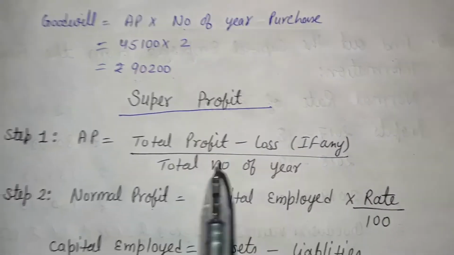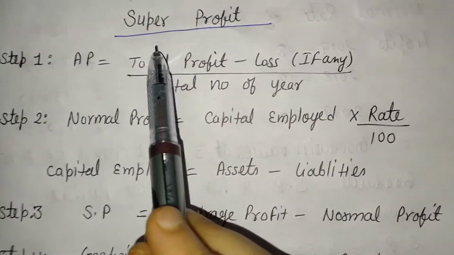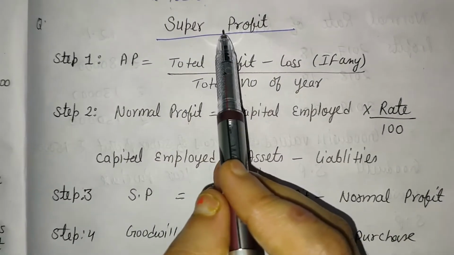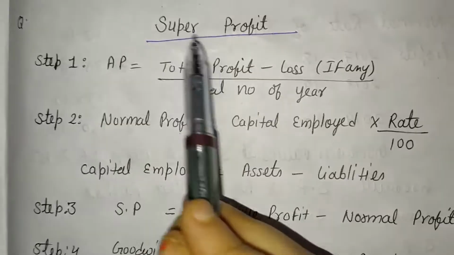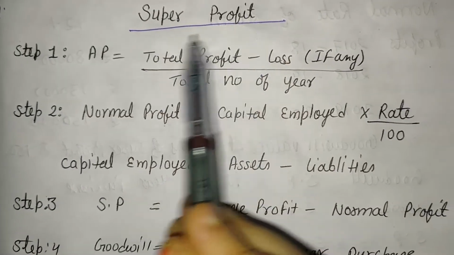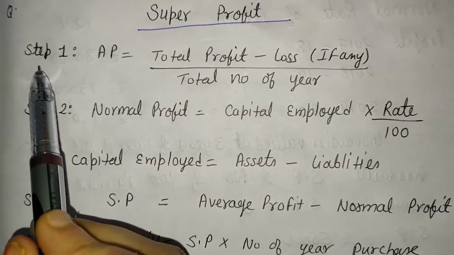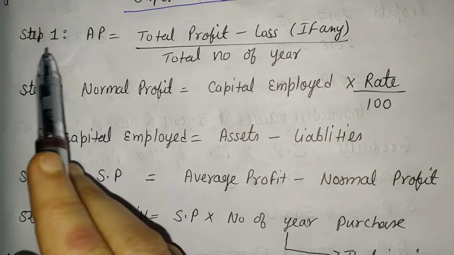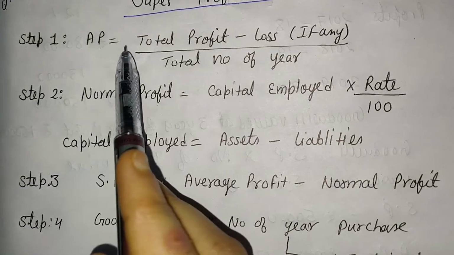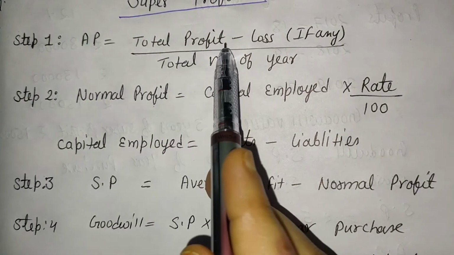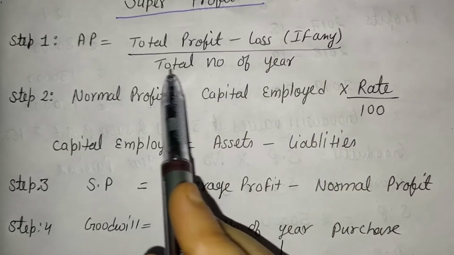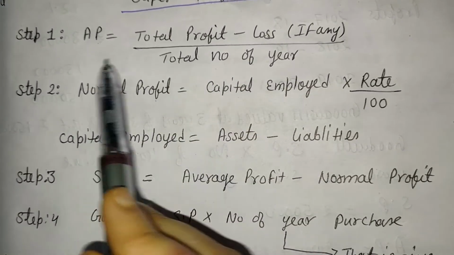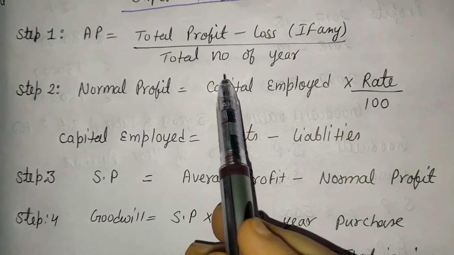Now, come to the second method, that is the super profit method, and that is the most important method among all of them. Here, for calculating super profit, the following steps are applied. Step 1, that is average profit. The formula of average profit is total profit minus loss, if any, divided by total number of years. There is no problem because we had already discussed that topic in much detail.